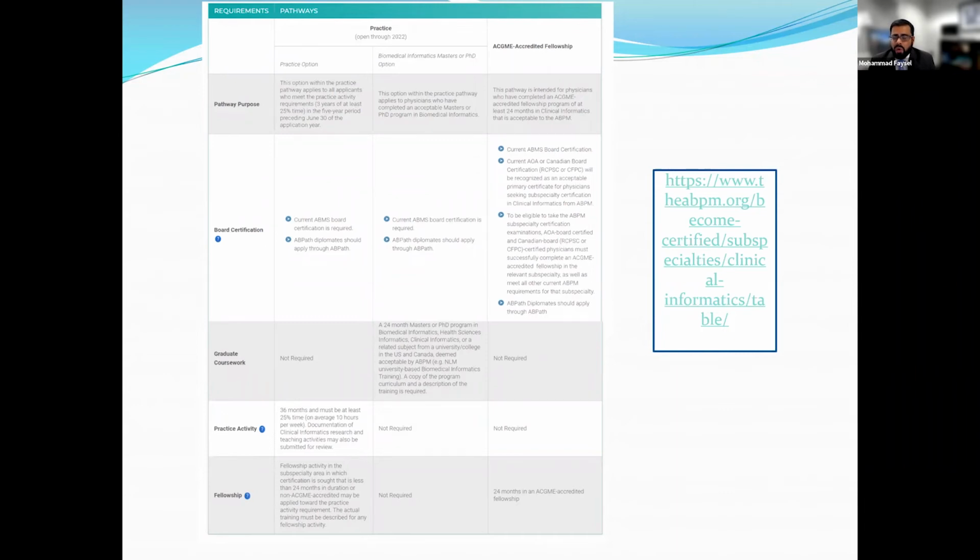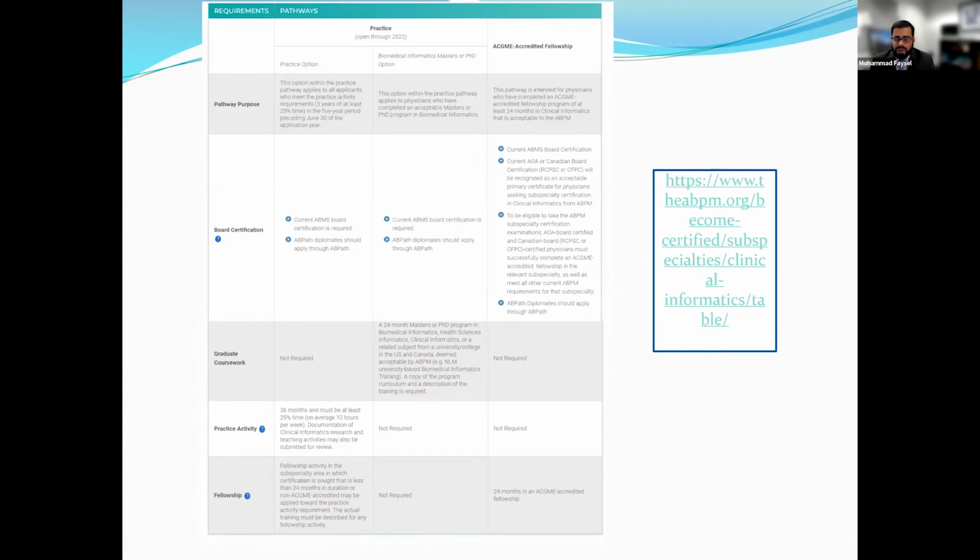But if one is completing the 2-year clinical informatics fellowship, they don't have to have this master's degree. Why is that? Because through the clinical informatics fellowship program, many of the academic health centers are already integrating the graduate level informatics curriculum into the fellowship program. So they will be covering this graduate level coursework or informatics educational component in the fellowship, and that will fulfill the requirement.